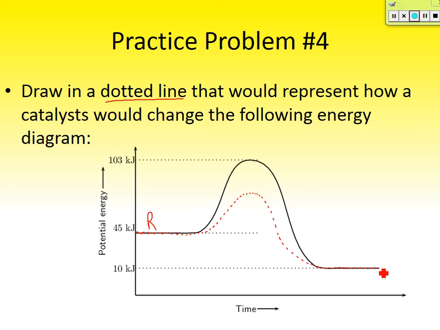And notice we're finishing, the products have the same amount of energy. So the only thing that changes is the height of this hill. Now the energy of activation is much smaller. And that's how a catalyst helps reactions happen faster.